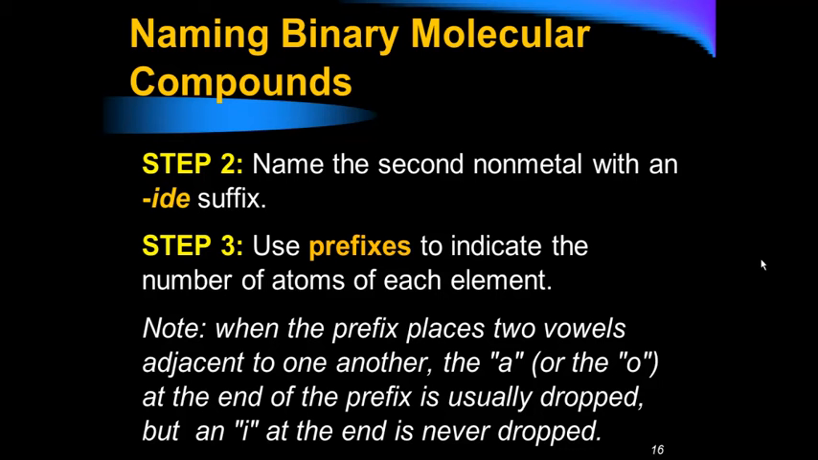Now, a quick little note here. When we write the names of these things, if the prefix ends in a vowel like A or O, and the element name begins with a vowel, so you'd have two vowels next to each other, we usually drop the last vowel on the prefix. And you'll see some examples of that. But we never drop the I, like di. We don't drop that.